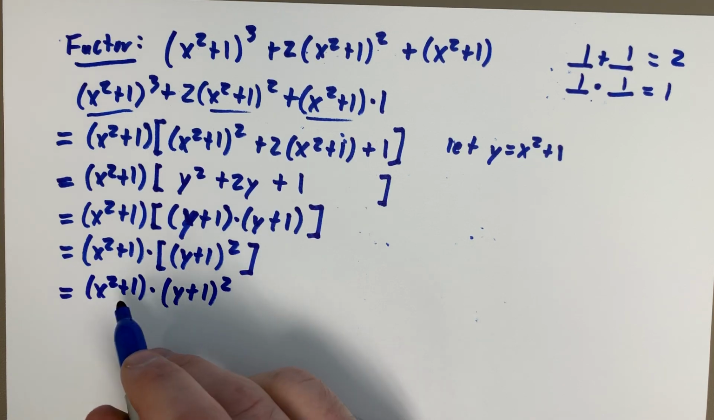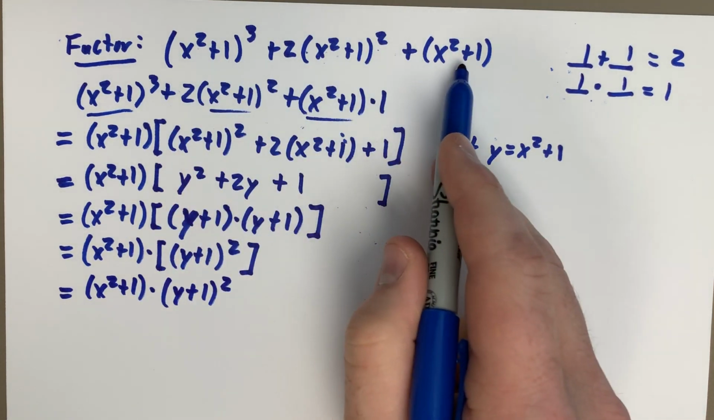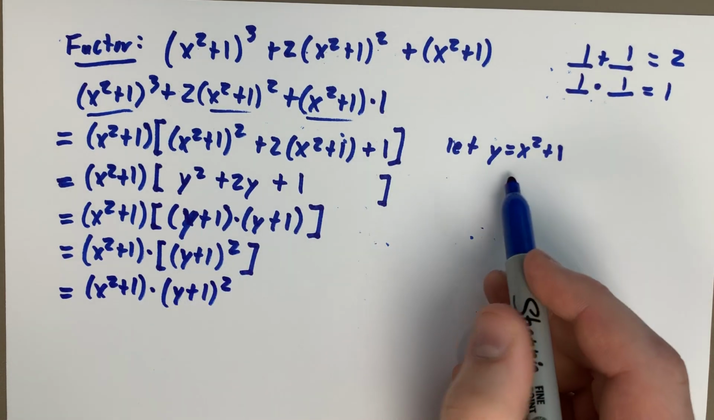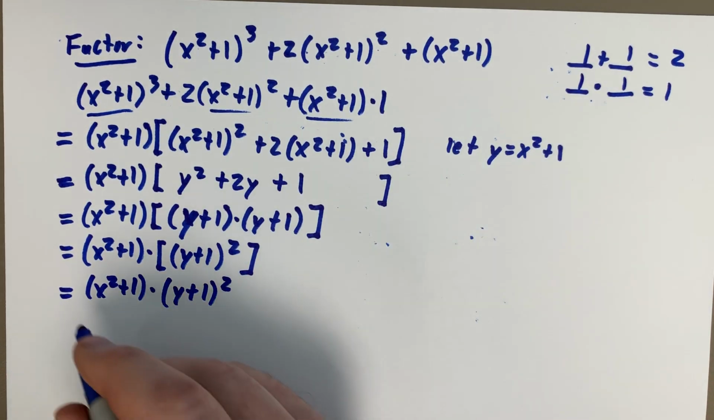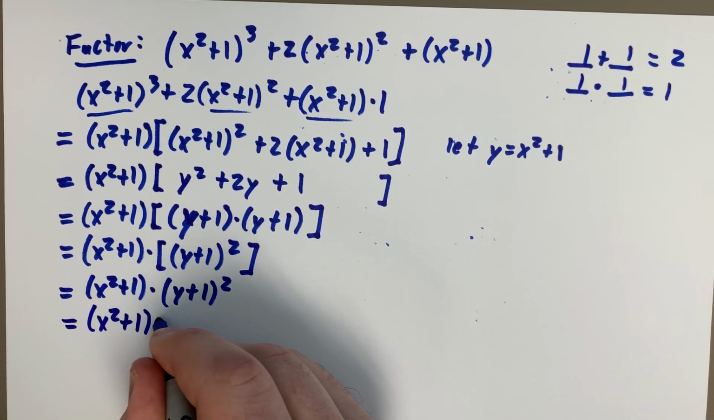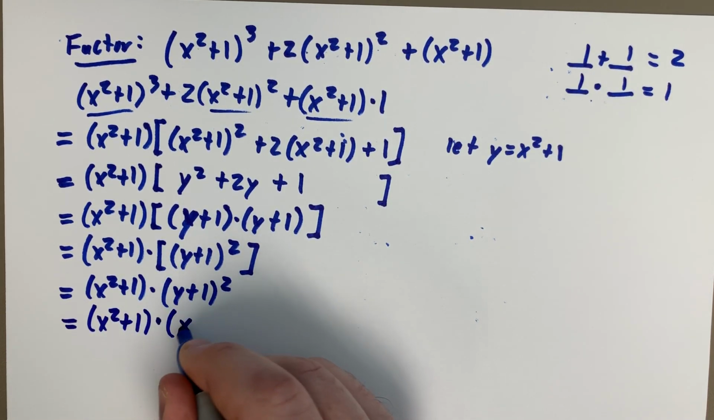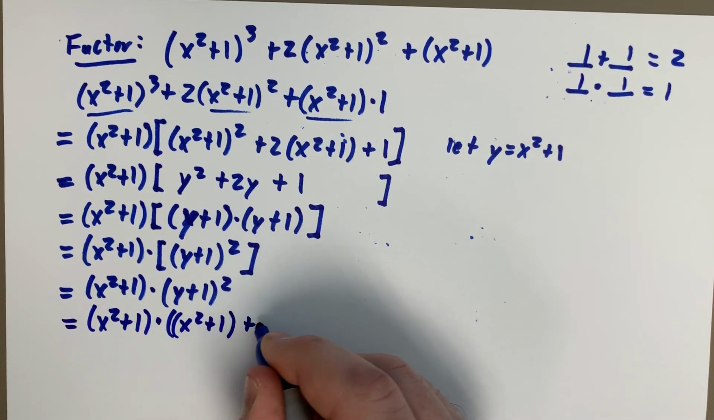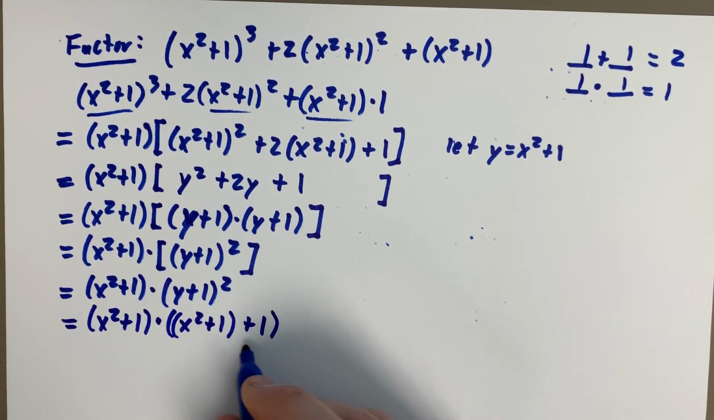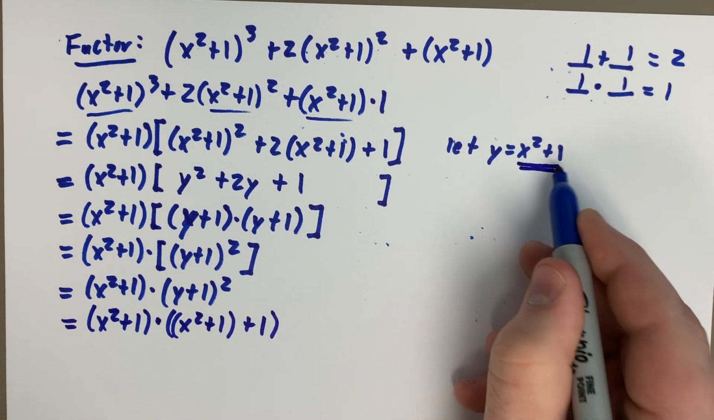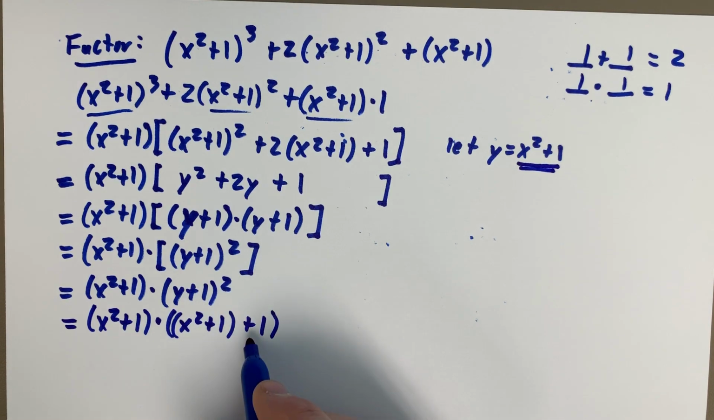However, I have x's and y's here. This only had x's up here, so we need to resubstitute here. Every place I see y, I want to replace it with my x squared plus 1. So this gives me x squared plus 1 times the quantity x squared plus 1 plus 1. Don't forget the plus 1. So basically I took this y and I replaced it with the entirety of this. Doesn't mean that this 1 goes away. We just have to carry that along with the plus 1 part.